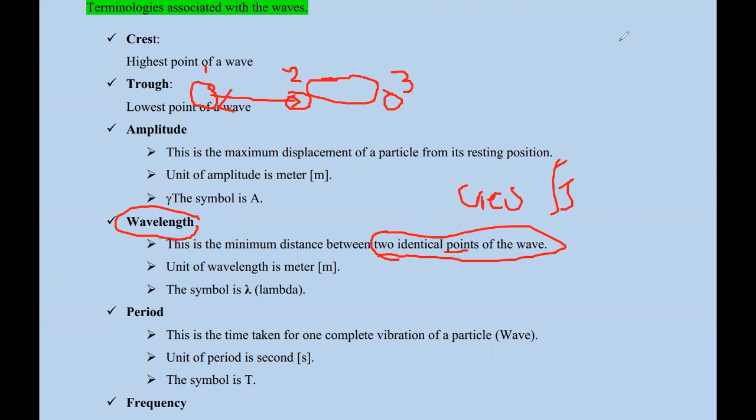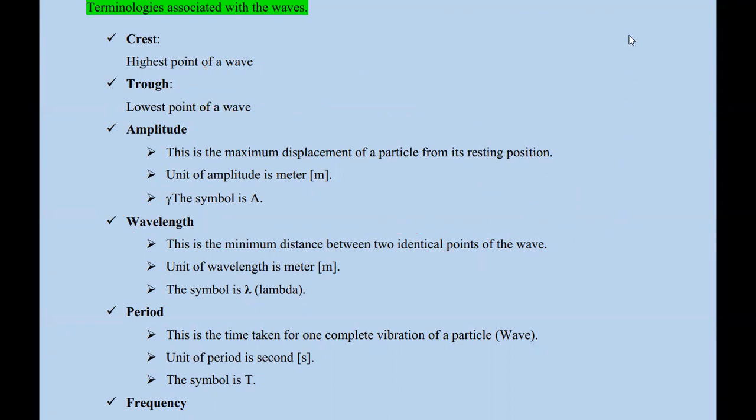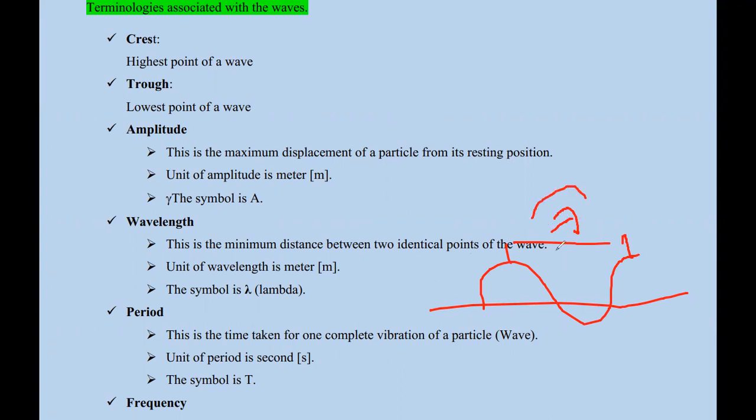Let me just have a diagram from this page to avoid going back. So if you have this as your wave, the distance between this crest and that crest gives us the wavelength, whose symbol is the Greek letter lambda. So the lambda is talking about this lambda here. The lambda is the minimum distance between two identical points.